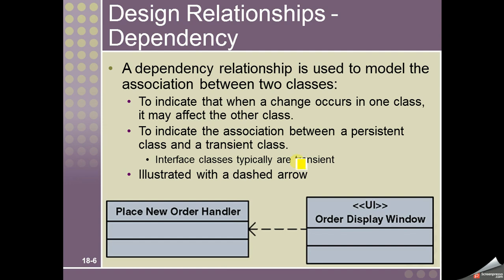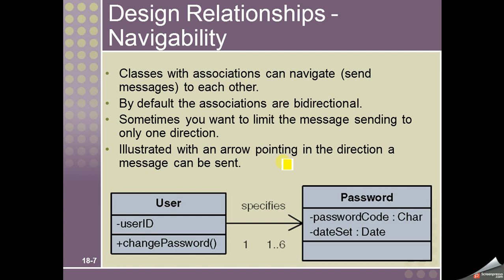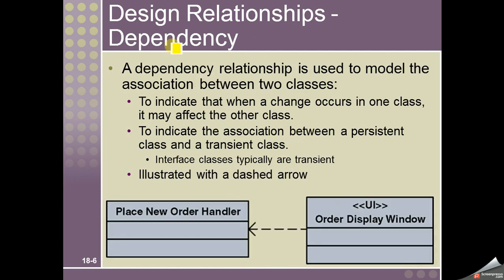The next thing is the relationships in the system design. We'll talk about two kinds of relationships, dependency and navigability. Dependency, as the name implies, is used to model the association between two classes to indicate when a change occurs in one class, it may affect the other class. So one class depends on the other class. If it changes, it will trigger a change in another class. Or to indicate the association between a persistent class and a transient class.